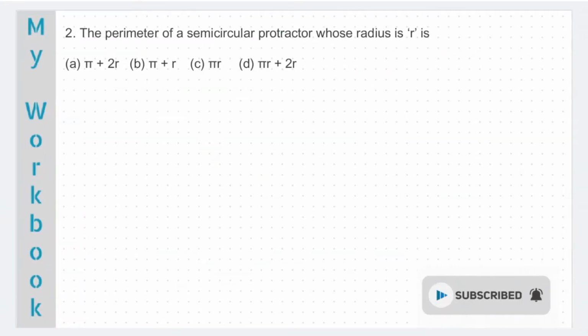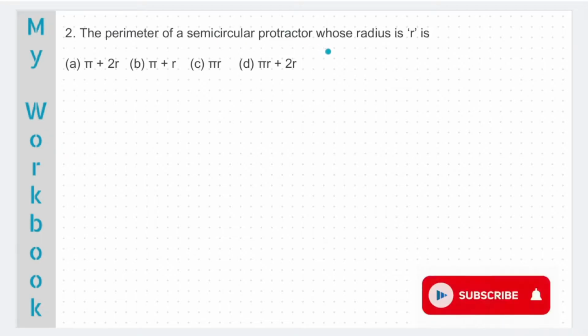Option B, 44, is the correct answer. Let's move on to the second sum. The perimeter of a semicircular protractor whose radius r is: pi plus 2r, pi plus r, pi r plus 2r. Few of us might immediately mark the answer as option C, pi plus r, but that is not the correct answer. It's not just a semicircle, it is a semicircular protractor.